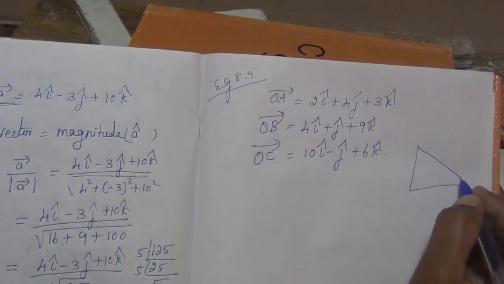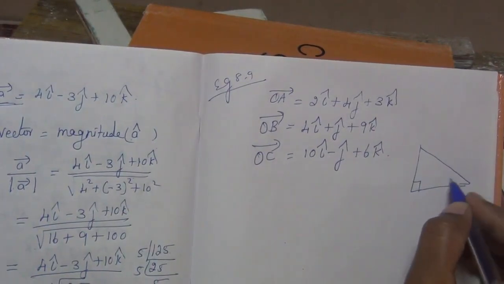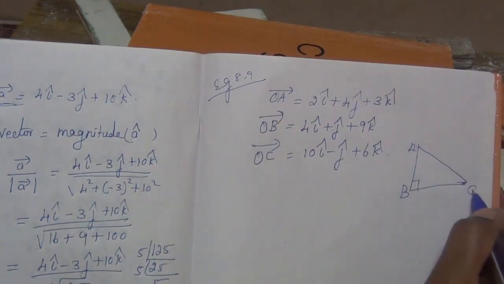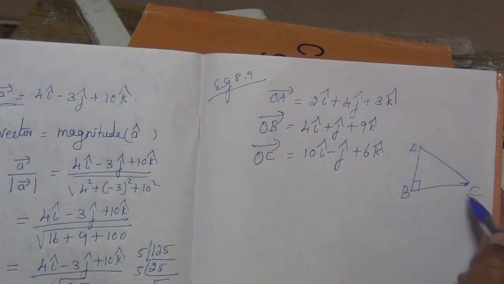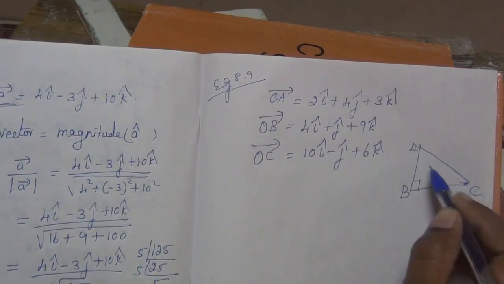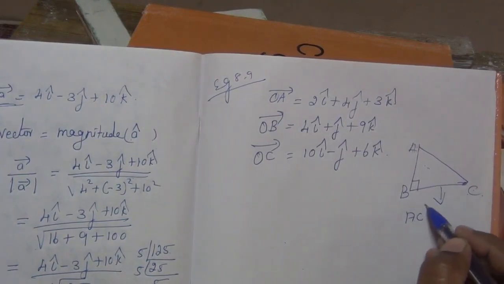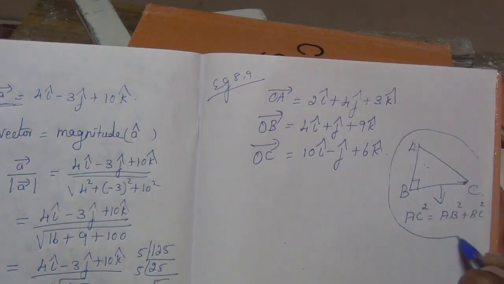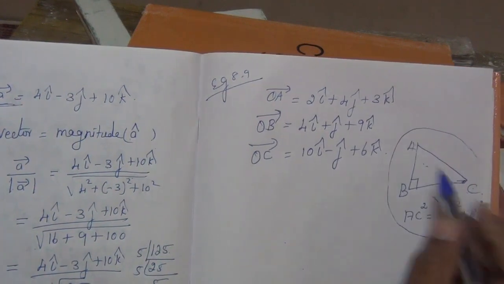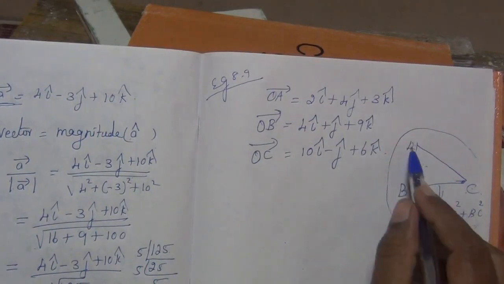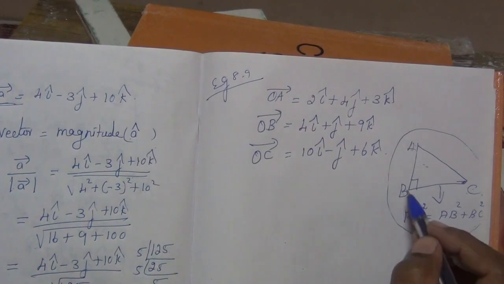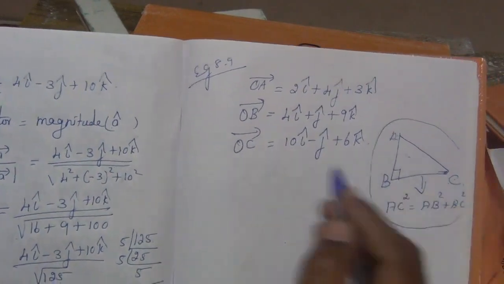So for a triangle, if it is a right-angled triangle, we know the square of the hypotenuse, if it is ABC, is equal to the sum of the squares of the other two sides. For this triangle, that is AC square is equal to AB square plus BC square. So this is what we have to prove. As per the values, we may get it. What is AC? The distance between A and C. AB is the distance between A and B, and BC is the distance between B and C.